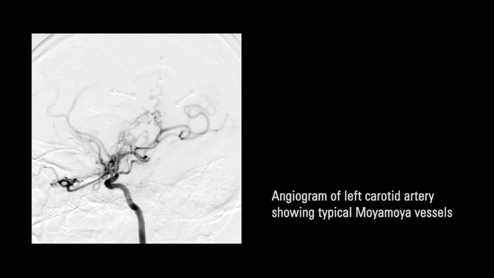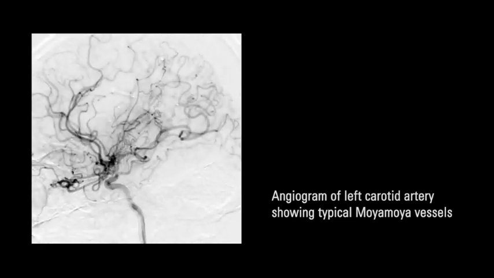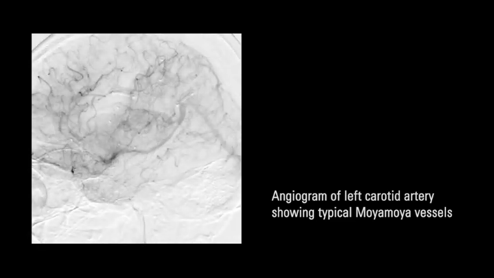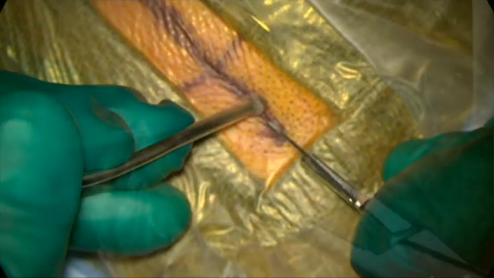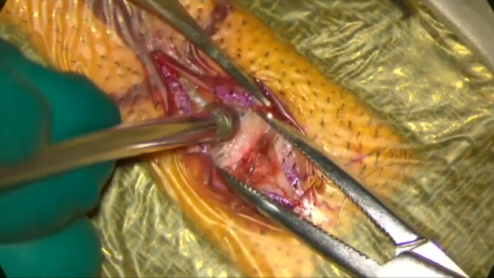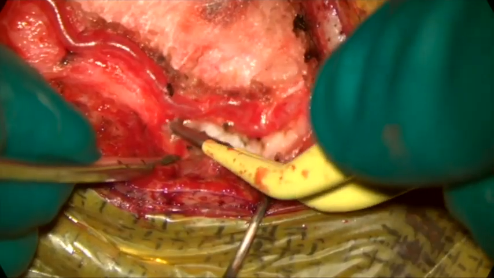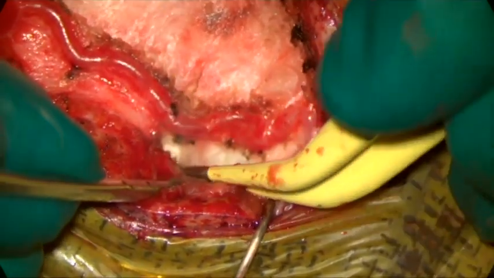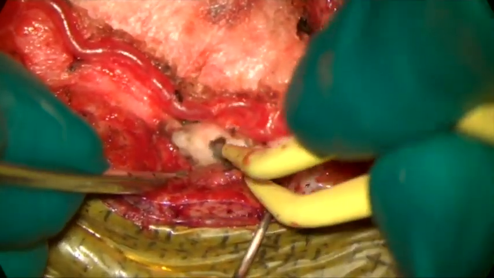Here is the angiogram of the left carotid showing typical Moyamoya vessels. I like to use a straight incision overlying the pulse of the STA. After making the incision, I use the bipolar for a quick and efficient dissection around the STA.